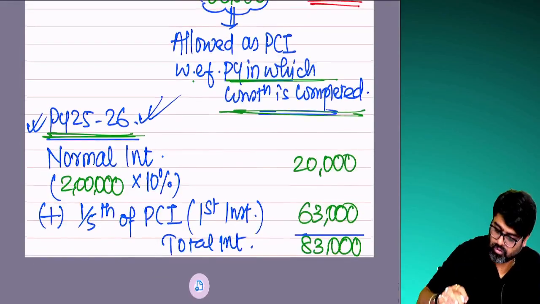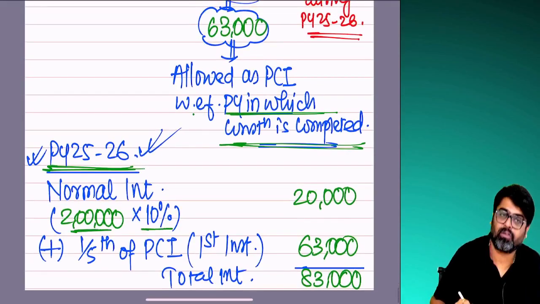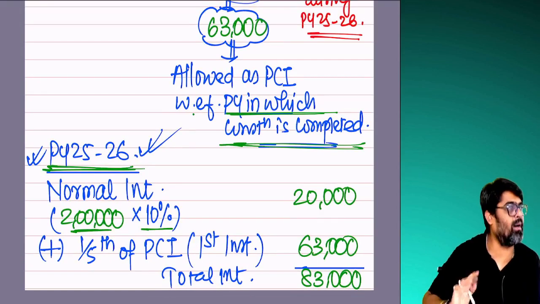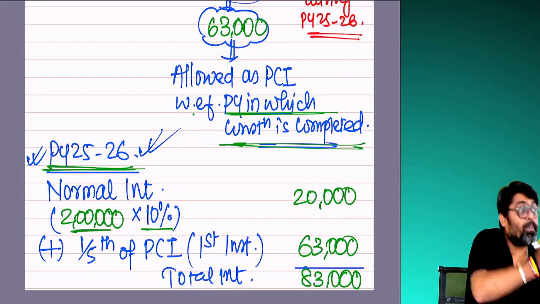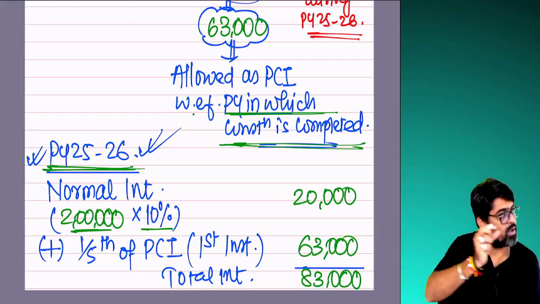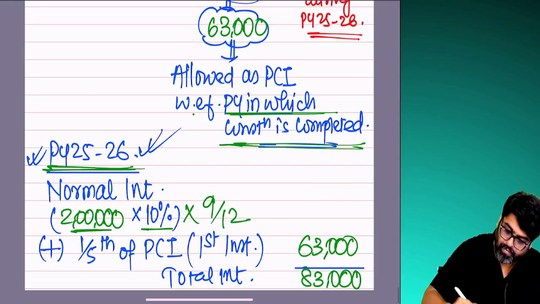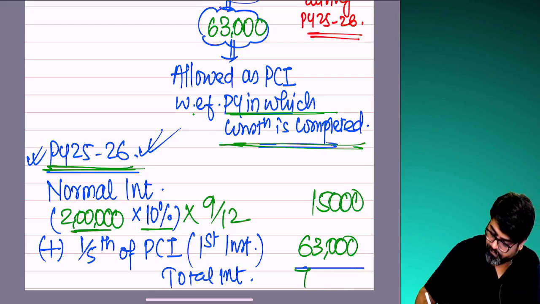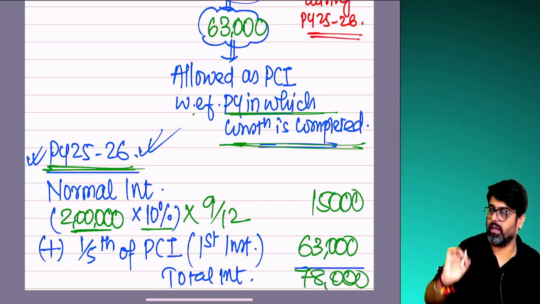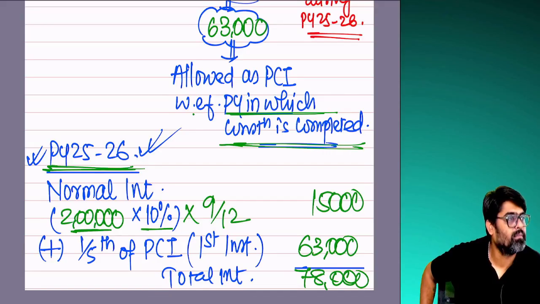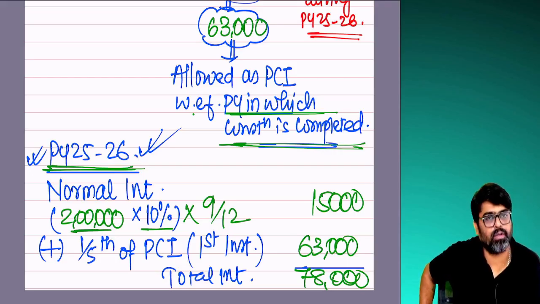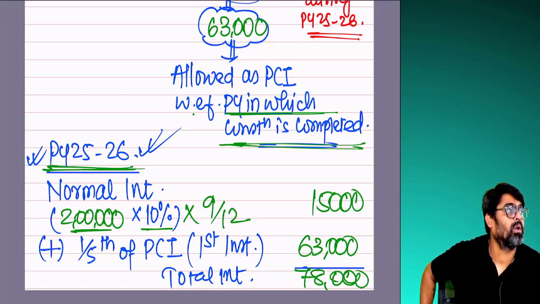Getting my point? So can I say this 2 lakh into 10% for 25-26 it will come. But it will not come from April to March. It will come from April to December. How many months? 9 upon 12. This will be 15,000 plus 63,000, 78,000. This will be now your total interest for this year. Okay? The most difficult thing you have completed from this chapter. This is the most difficult thing. Okay? Interest on housing loan.